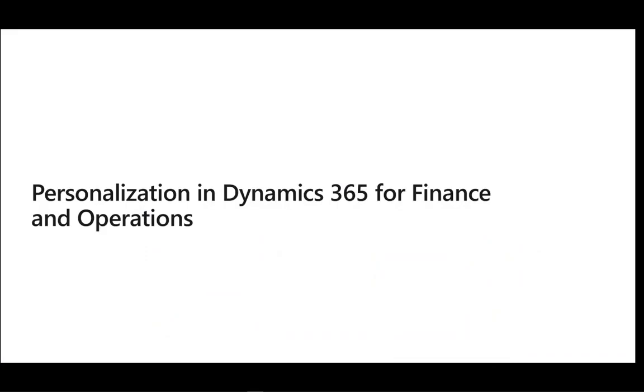Personalization in Dynamics 365 for Finance and Operations. There are three basic classes of personalizations. Personalization made on a setup page. Examples include the color theme and the time zone. Personalization related to page usage is called implicit personalization. For example, the system keeps track of the width of grid columns if you adjust them, and the expanded or collapsed state of the fast tabs.